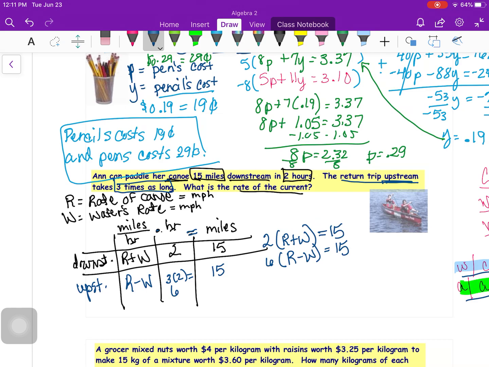Now, I can either distribute those through and then solve, or since I know I'm going to have to get my variables alone, because here I'd have a positive W and a negative W, if I multiply all of this by a half and this side by a half, I get R plus W equals 15 halves, which is 7.5. If I multiply this by 1/6 and this by 1/6, I get R minus W equals 2.5.